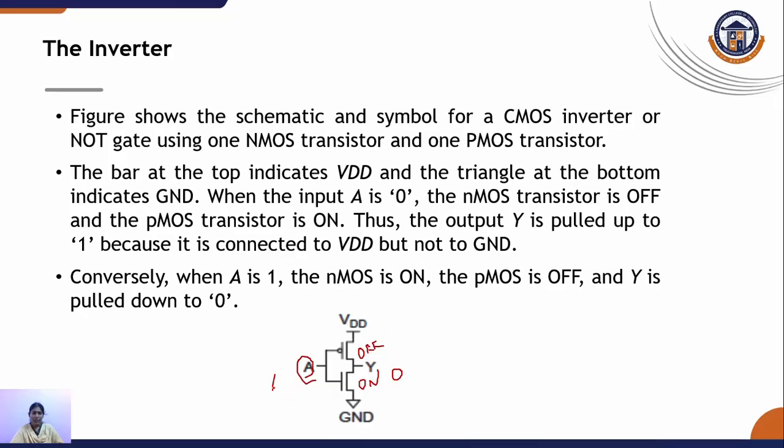When we are giving A value equal to 1, what is the output of the NOT gate? 0. When you have given 0, what is the output value of the NOT gate? 1. This is the concept of an inverter. The same concept is implemented in our CMOS logic. Okay, this is the inverter, CMOS inverter logic.